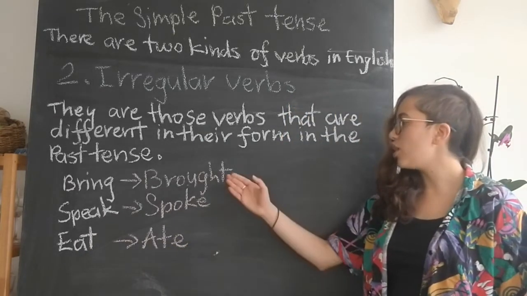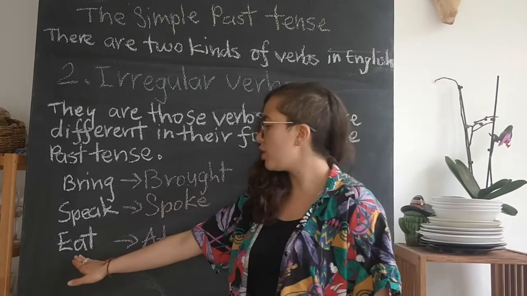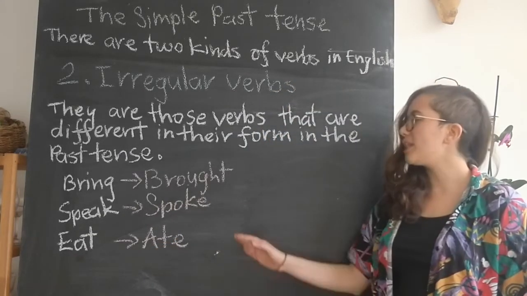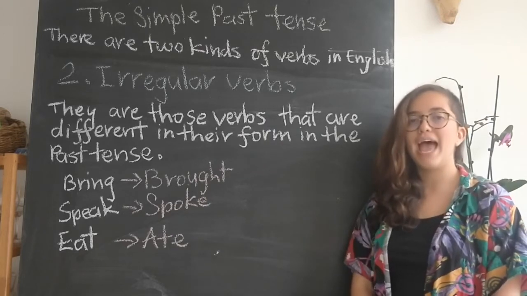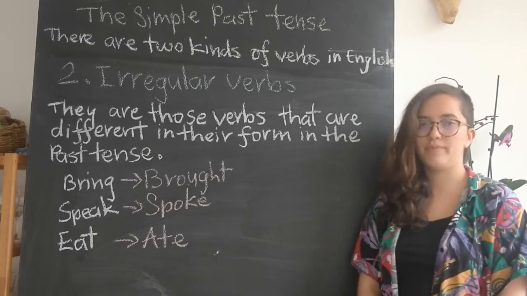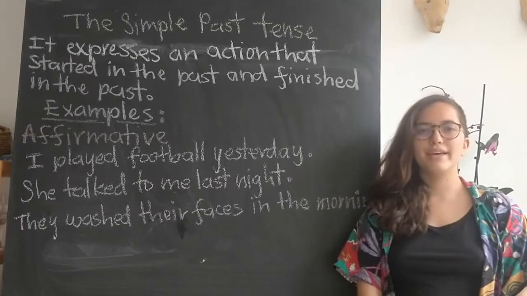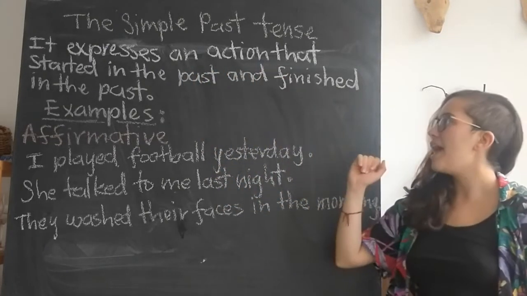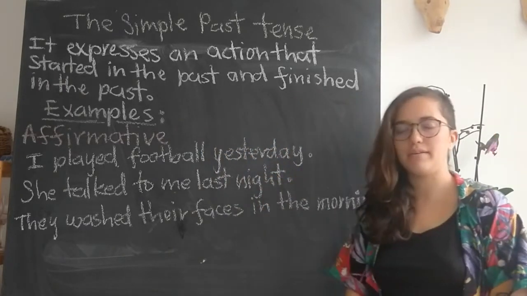As you can see, none of these verbs are similar to the present tense. So you will have to memorize the list of irregular verbs and their past tense form. Now let's look at some examples. Now remember, the past tense expresses an action that started in the past and finishes in the past, okay?